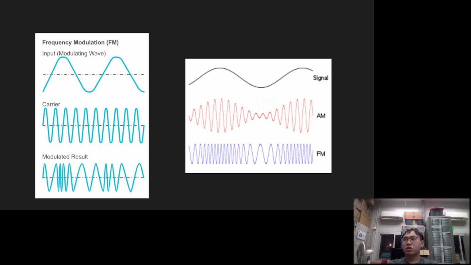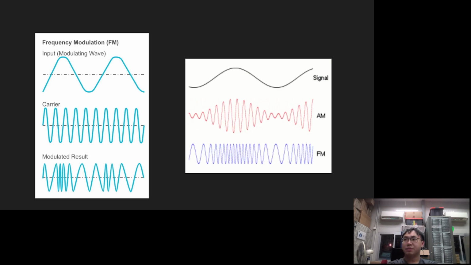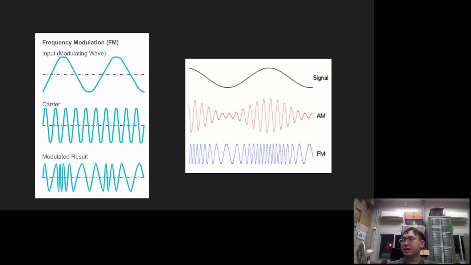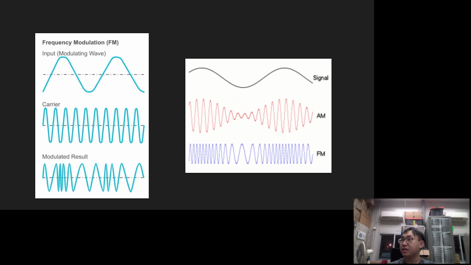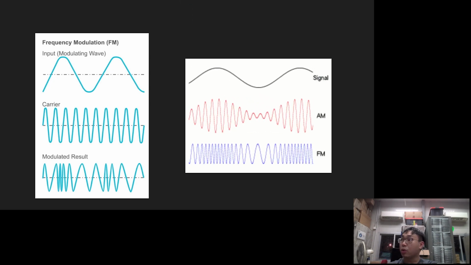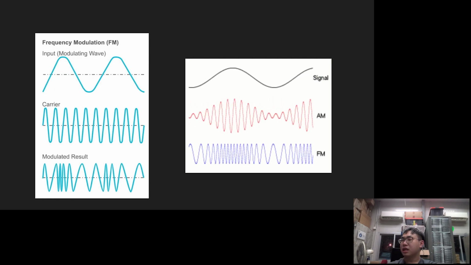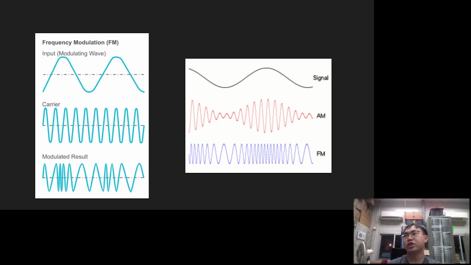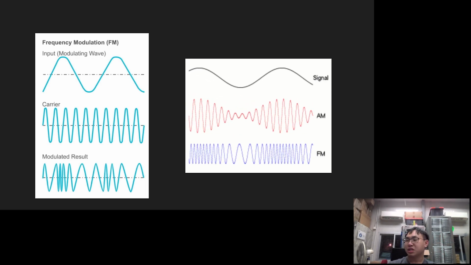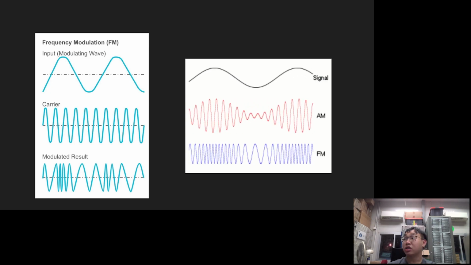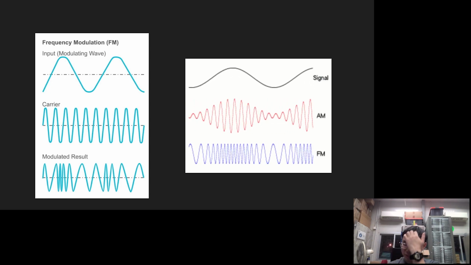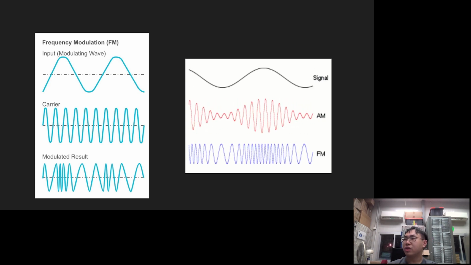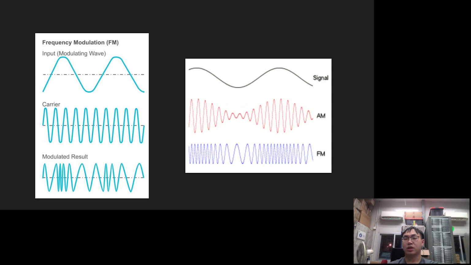So this GIF is talking about the modulated wave. You see this signal here represents the audio input, and the AM here is the modulated wave. You see that the amplitude changes. The FM is the change of frequency. You see that the modulated wave looks a bit like a spring.